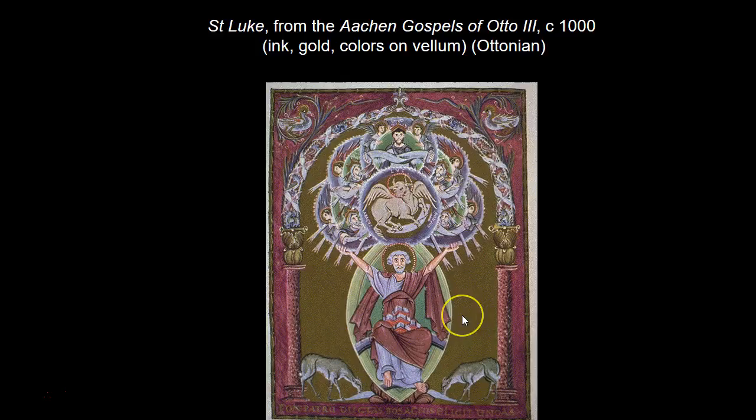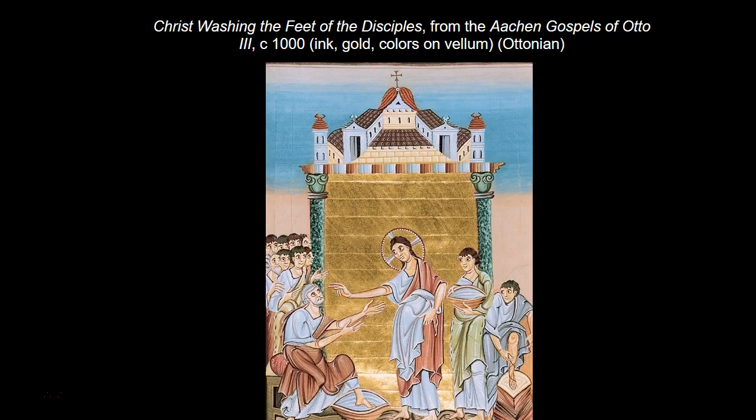This is all gold. It's from the Aachen Gospels of Otto III, and it is the frontispiece for the St. Luke Gospel. So you see St. Luke, his symbol, which is the ox, right? And then you see all this gold in the background. And then here, there's this kind of monumental sense in these.